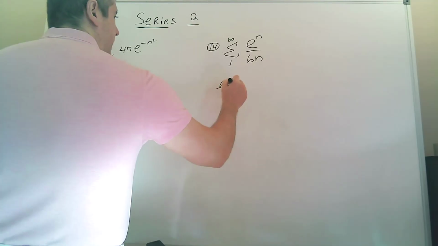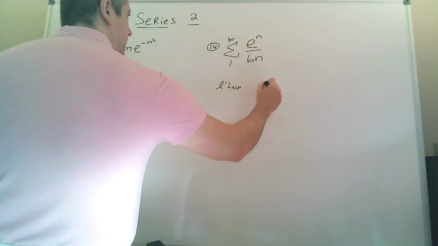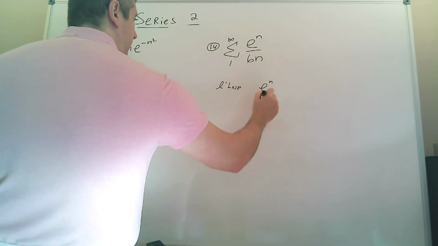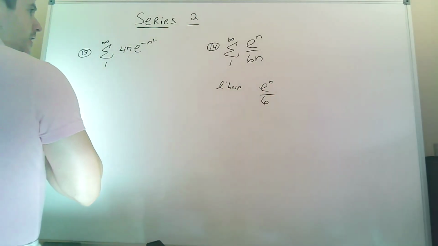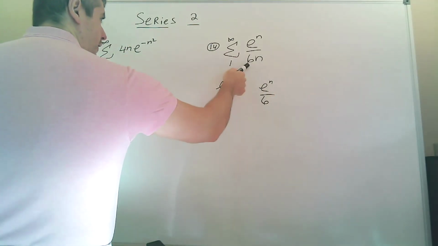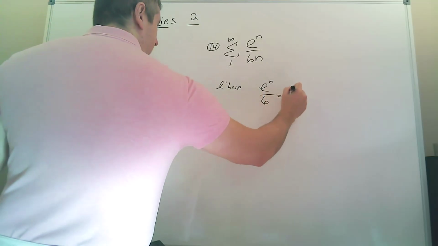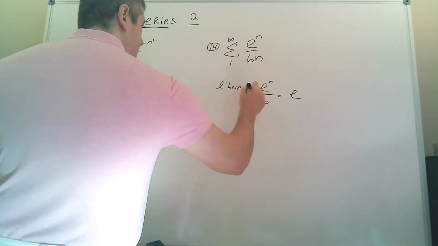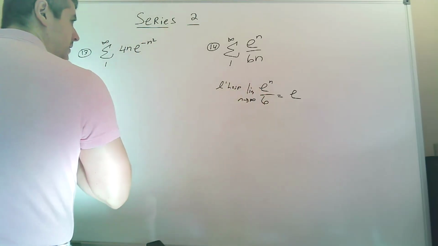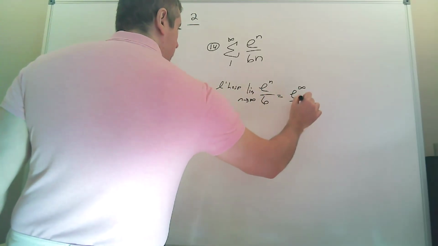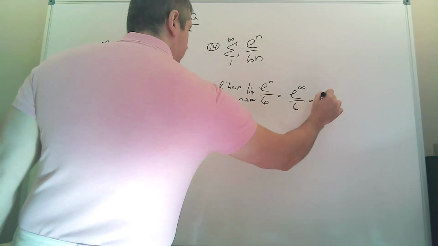So I'm going to use L'Hopital's rule on this one. I'm going to take the derivative of the top and the derivative of the bottom, but look what happened. The derivative of e to the n is e to the n, but the derivative of 6n is 6. So now when I do this limit again as n goes to infinity, it's not going to be indeterminate this time. I have e to the infinity, which is infinity.